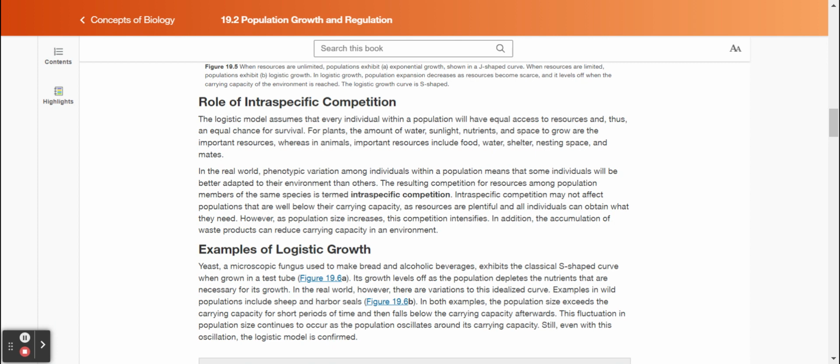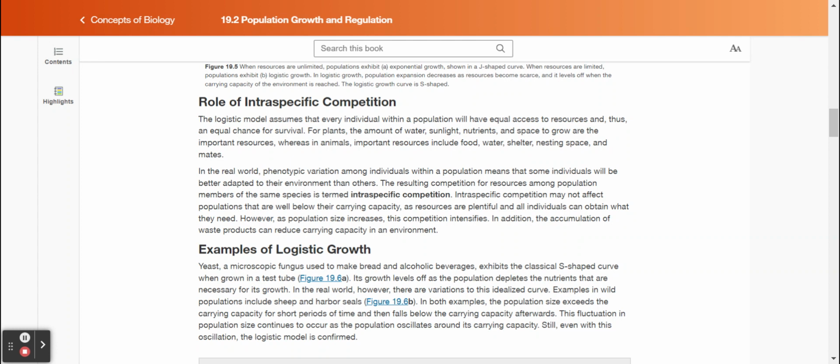Role of intraspecific competition. The logistic model assumes that every individual within a population will have equal access to resources, and thus an equal chance for survival. For plants, the amount of water, sunlight, nutrients, and space to grow are the important resources, whereas in animals, important resources include food, water, shelter, nesting space, and mates. In the real world, phenotypic variation among individuals within a population means that some individuals will be better adapted to their environment than others. The resulting competition for resources among population members of the same species is termed intraspecific competition.